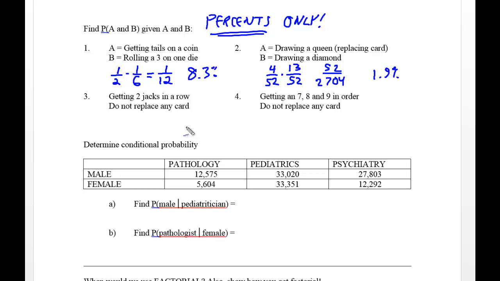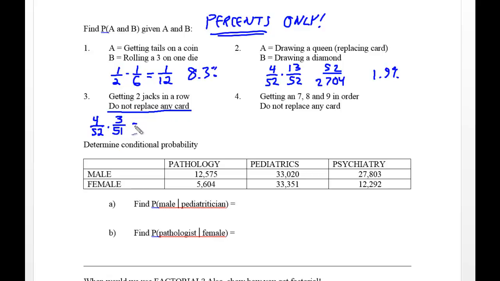Now, here's where we're going to start to have some fun, getting 2 jacks in a row, and do not replace any card. So your first event is going to be drawing the first jack. So that's 4 jacks out of a 52 card deck. The next event is going to be drawing another jack, and that's going to be only 3 available in the deck out of 51 cards because you have taken one of the cards out of the deck.